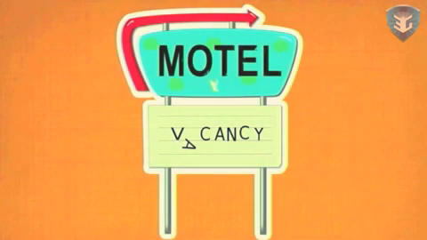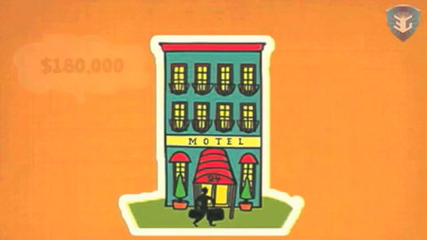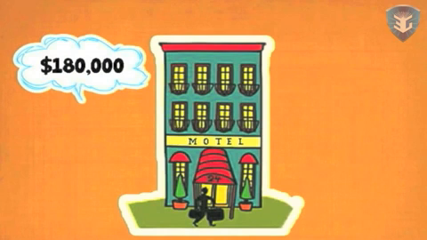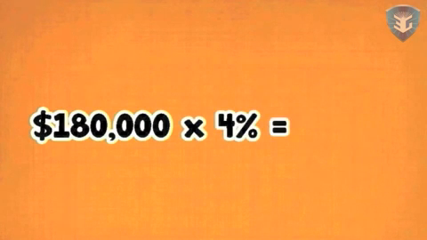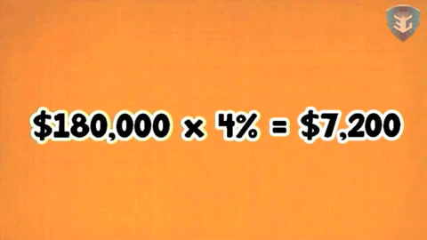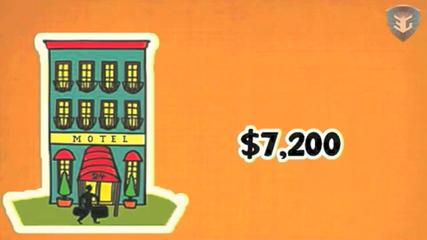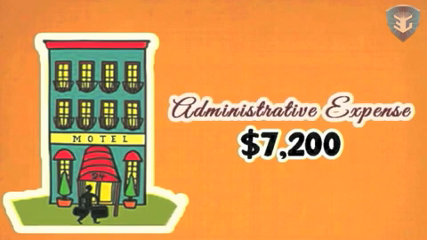Back to the motel example, let's say that we know that the motel building was bought for $180,000. Every year its value depreciates at a rate of 4%. What we would do is take that historical cost of $180,000 and multiply that by 4% to get a yearly depreciation amount of $7,200. Of course, since it's a building, this $7,200 would be recorded as an administrative expense.